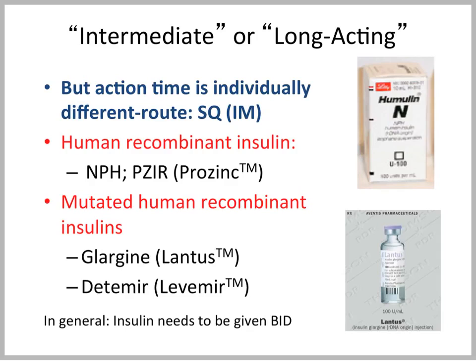The intermediate or long-acting insulins have a longer action time. Here we can distinguish human recombinant insulins and then mutated human recombinant insulins. I want to mention only one here, and that is glargine, because this is a preparation which is used quite frequently for the treatment of the diabetic cat.